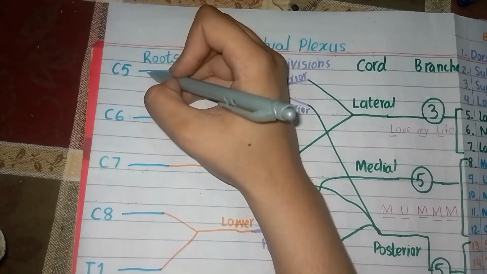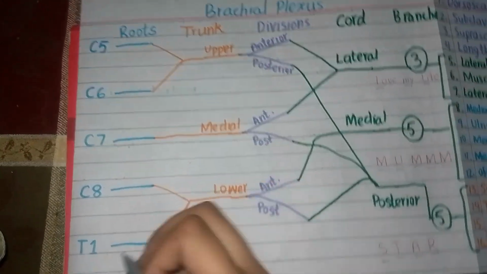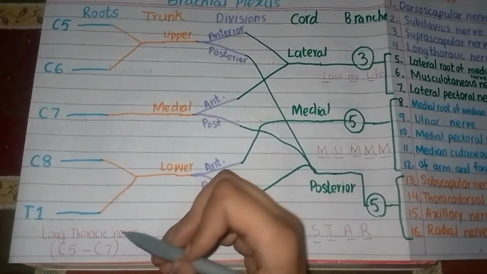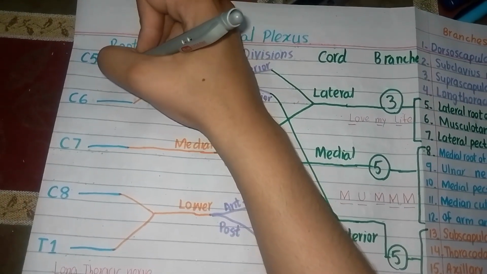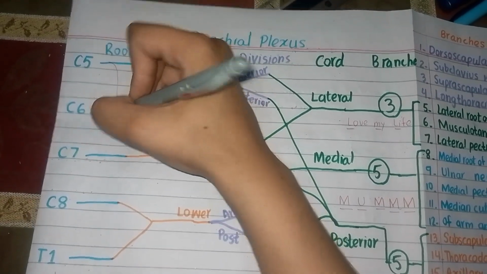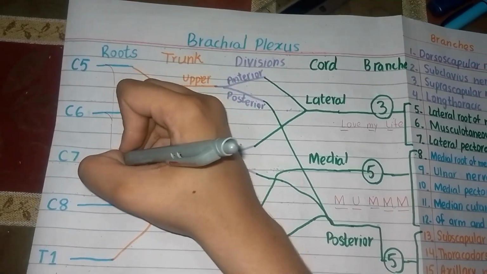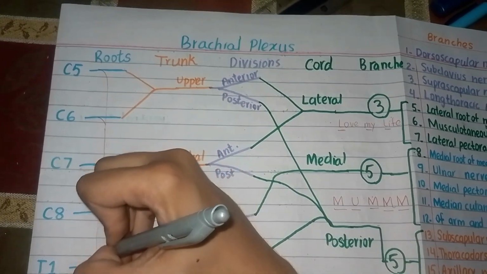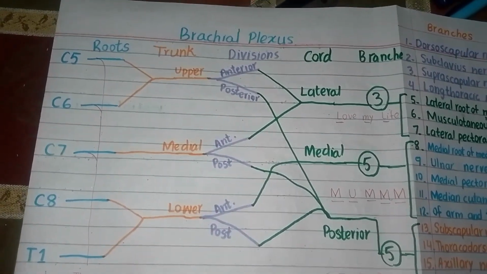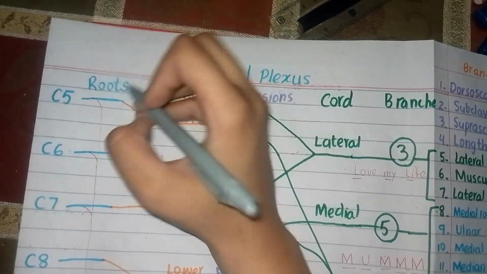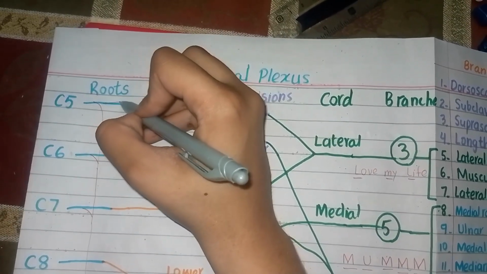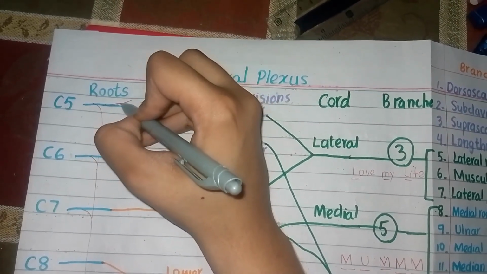The long thoracic nerve arises from the C5 to C7 roots, like this, C5, C6 and C7. This is the long thoracic nerve, and then the dorsal scapular nerve. The dorsal scapular nerve arises from C5. This is the dorsal scapular nerve.